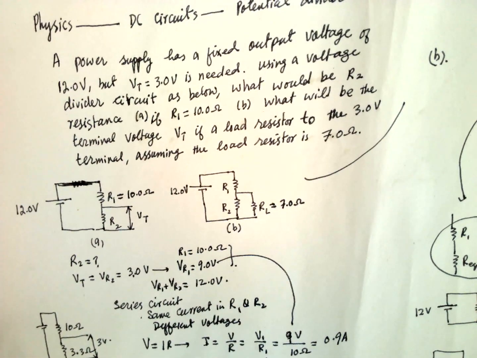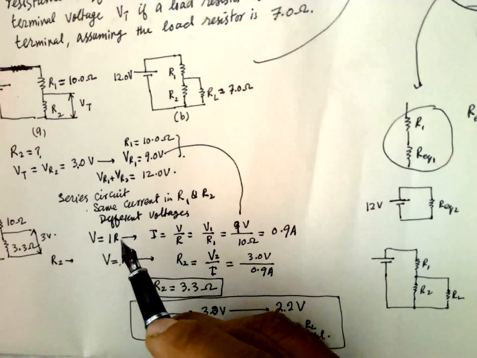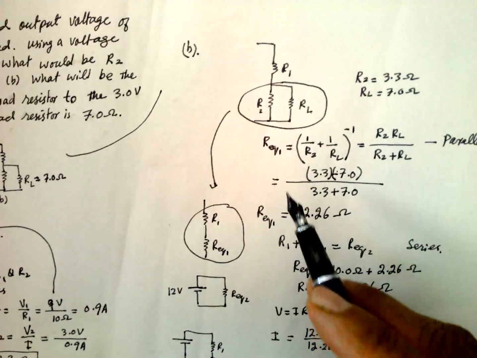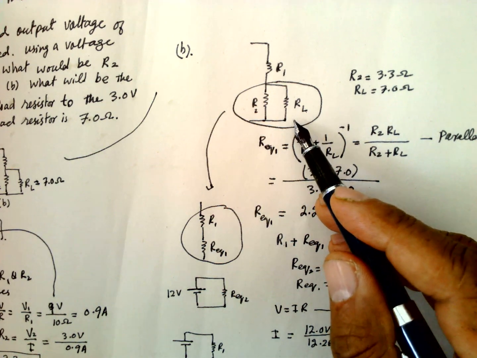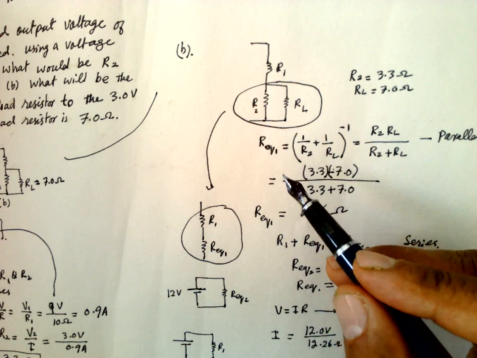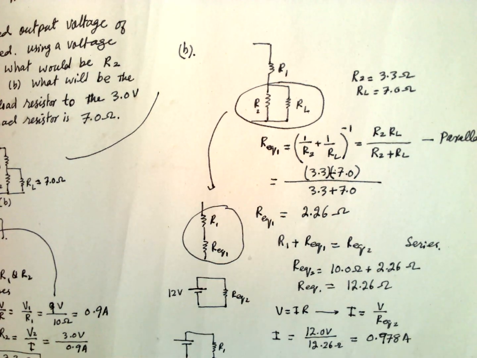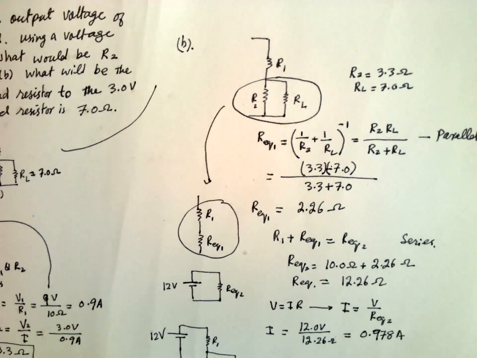So this is the question. This is part 1. In part 1, we have to find R2. And in part 2, R2 and RL is in parallel. And we have to find the new voltage across R2. This is 12 volt. So this is 2.2.